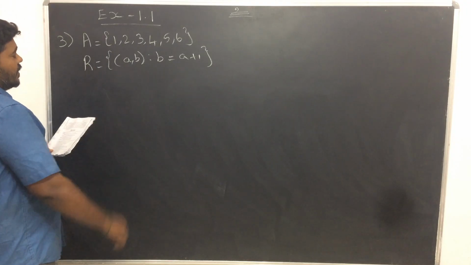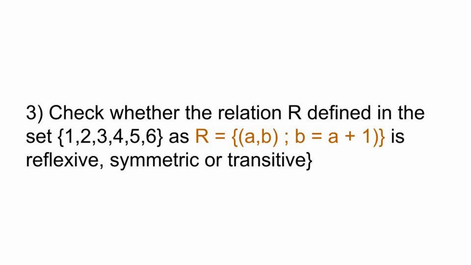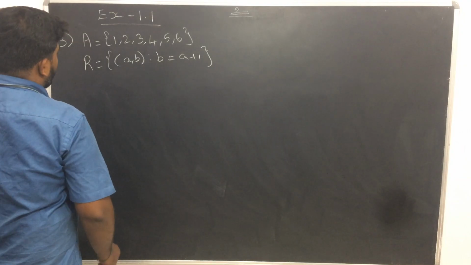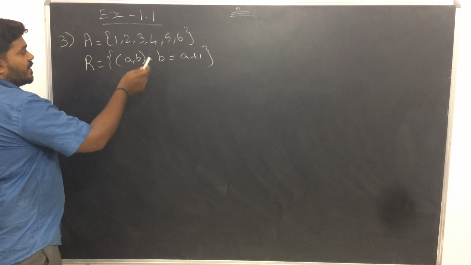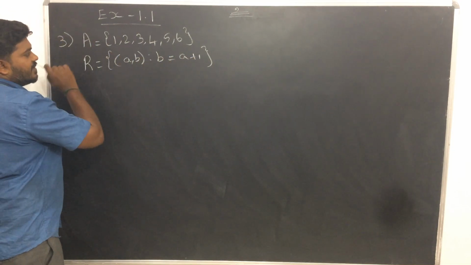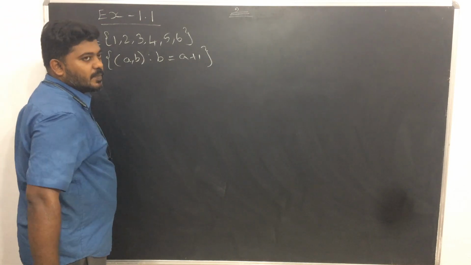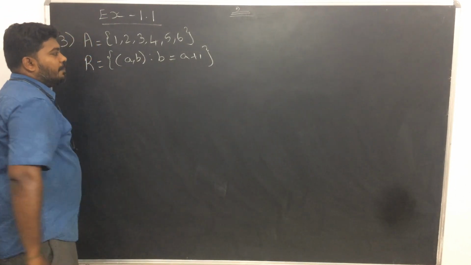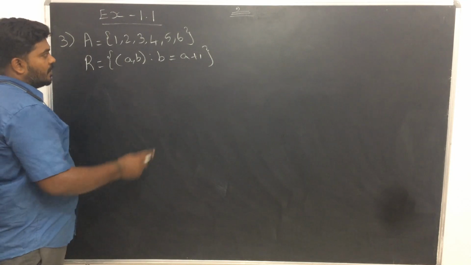Exercise 1.1, third sum. Check whether the relation R defined in the set {1, 2, 3, 4, 5, 6} as R equals {(A, B) such that B equals A plus 1} is reflexive, symmetric or transitive. So they have given you a set. It has elements 1, 2, 3, 4, 5 and 6. And the relation is defined on that set such that B equals A plus 1. The condition for the relation is B must be equal to A plus 1.